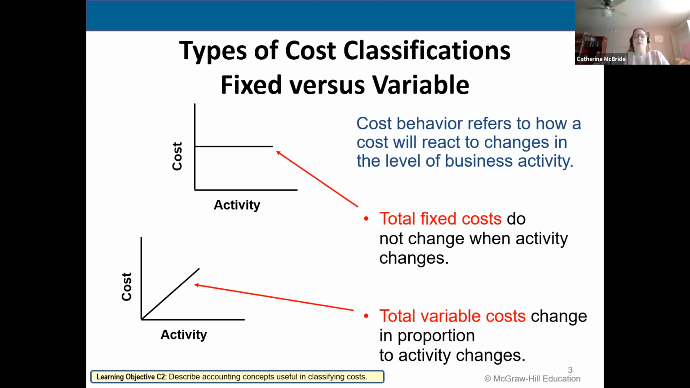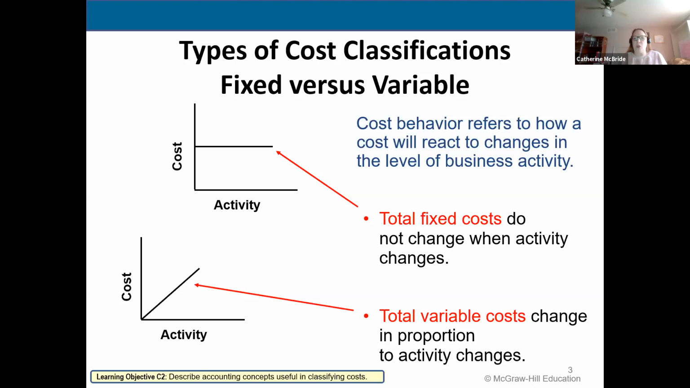So a fixed cost is a cost that is going to stay the same no matter what your level of production is. So if we increase production, the fixed cost stays the same. If we decrease production, the fixed cost stays the same. An example of a fixed cost would be rent. You're going to pay the same amount for the factory rent whether you're producing 10,000 units or one. It doesn't matter. The rent's the same. That's a fixed cost. It doesn't change as activity increases or decreases.